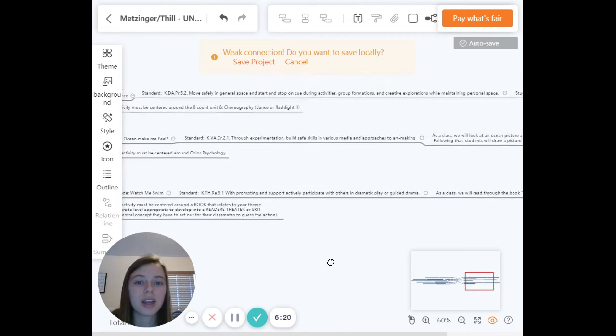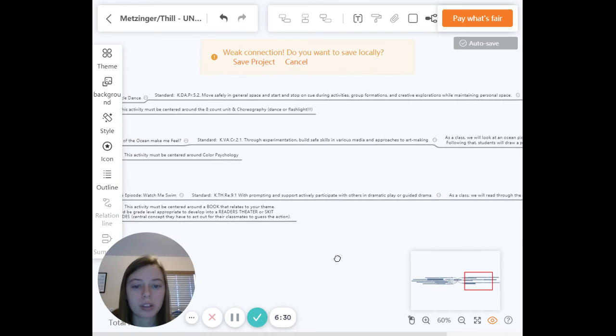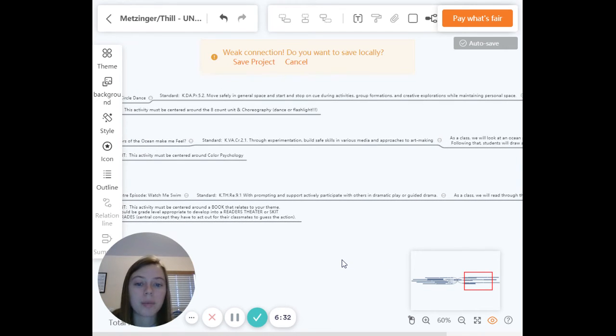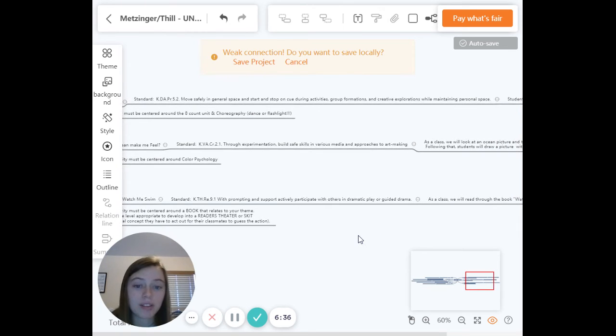The standard is KDAPR52: move safely in general space and start and stop on cue during activities, group formations, and creative explorations while retaining personal space. So this circle dance is great for this standard because they do have to learn how to move safely while dancing and staying in their spot or where they're supposed to be.